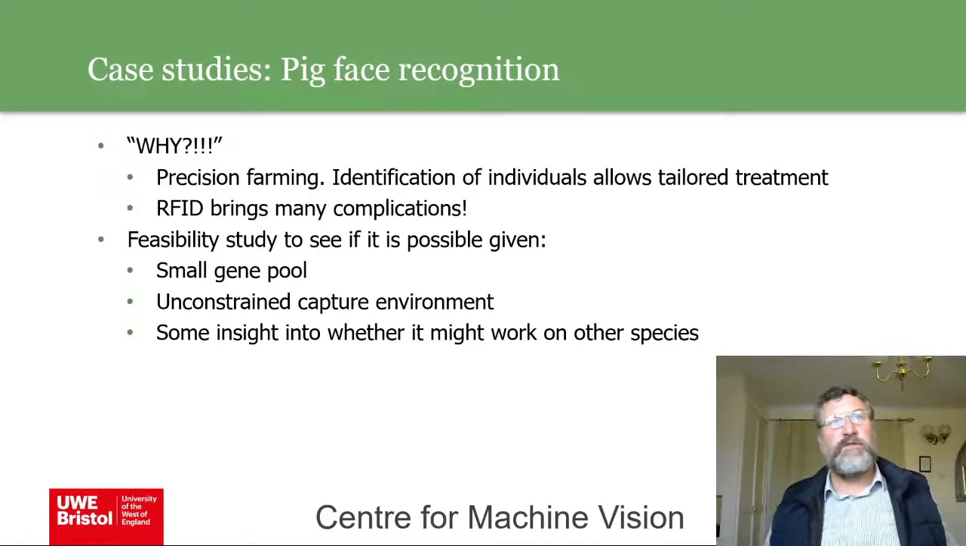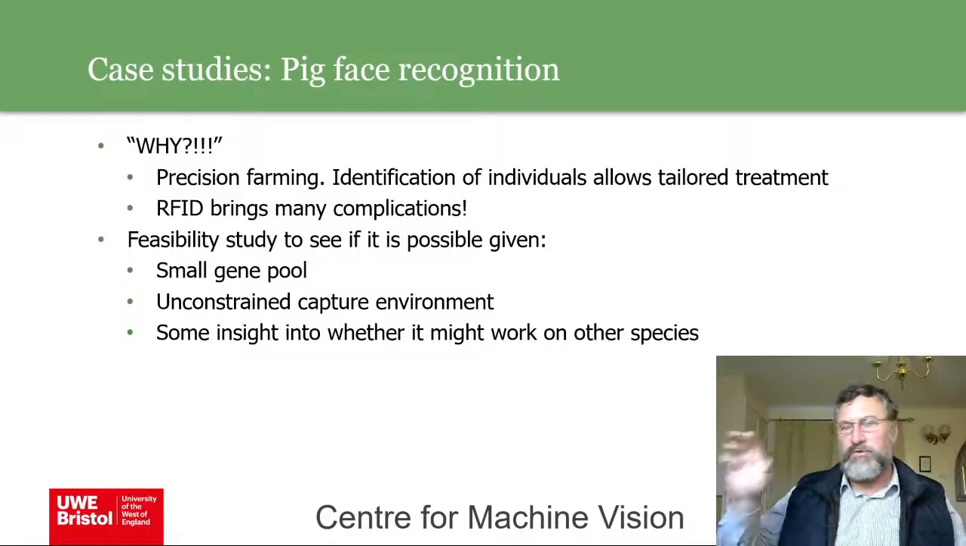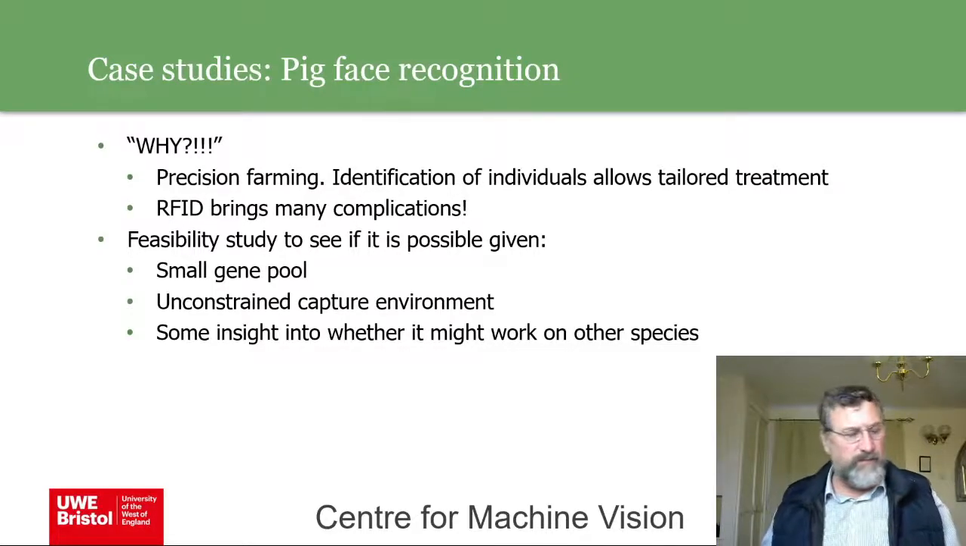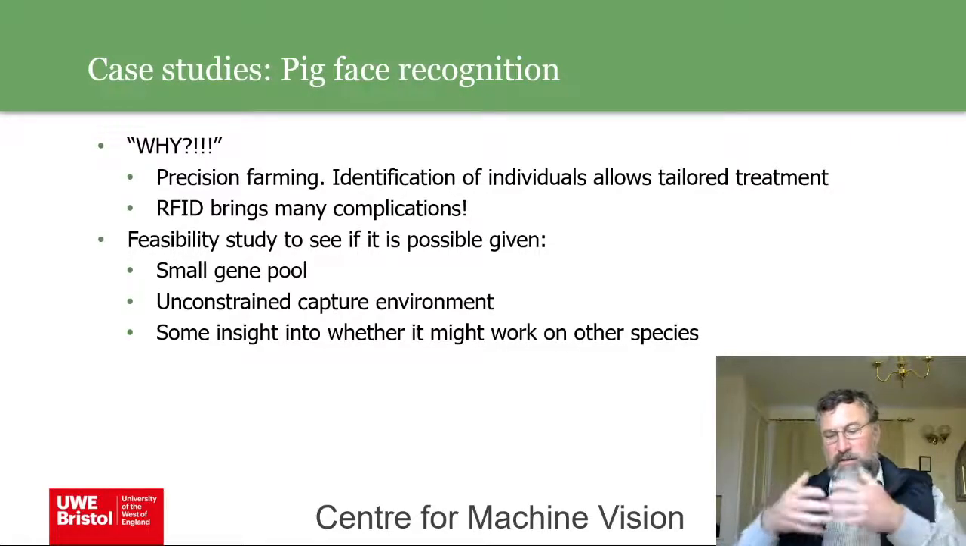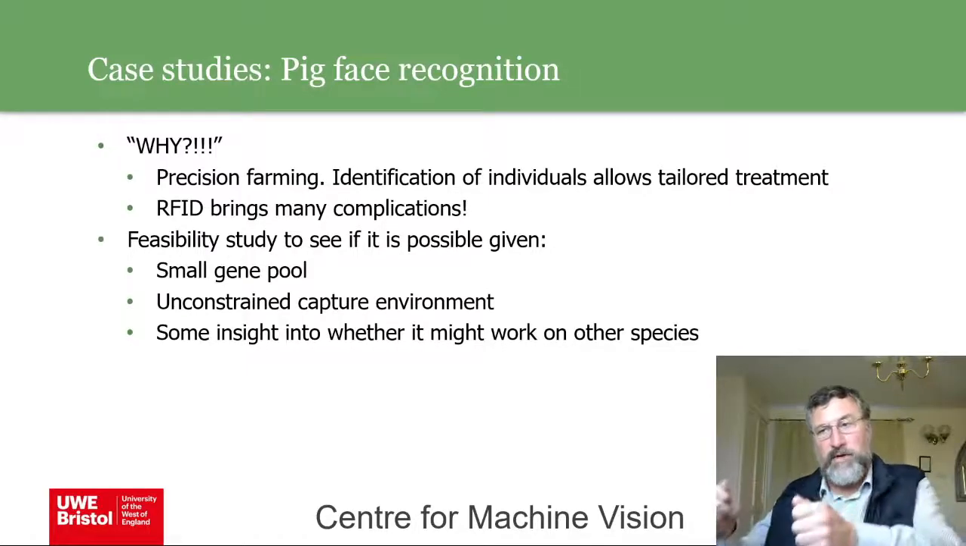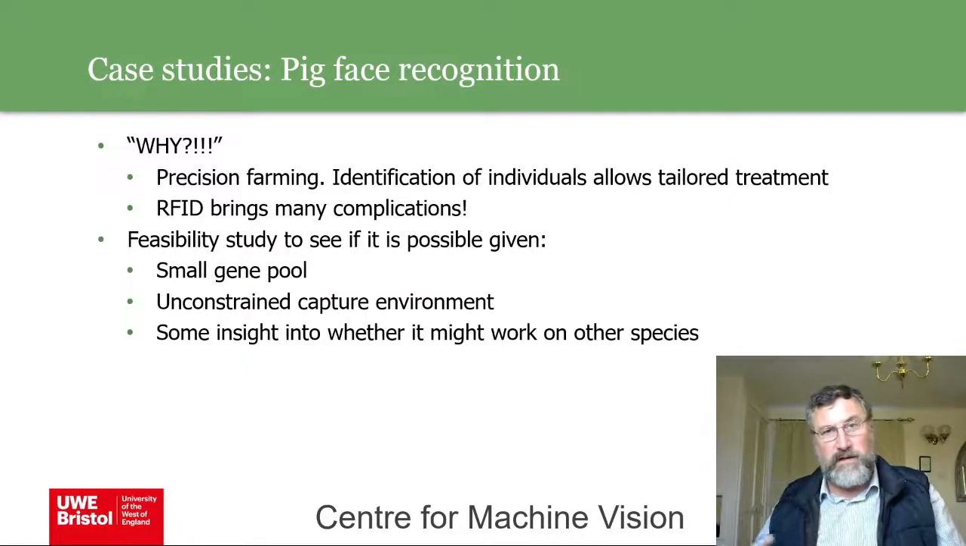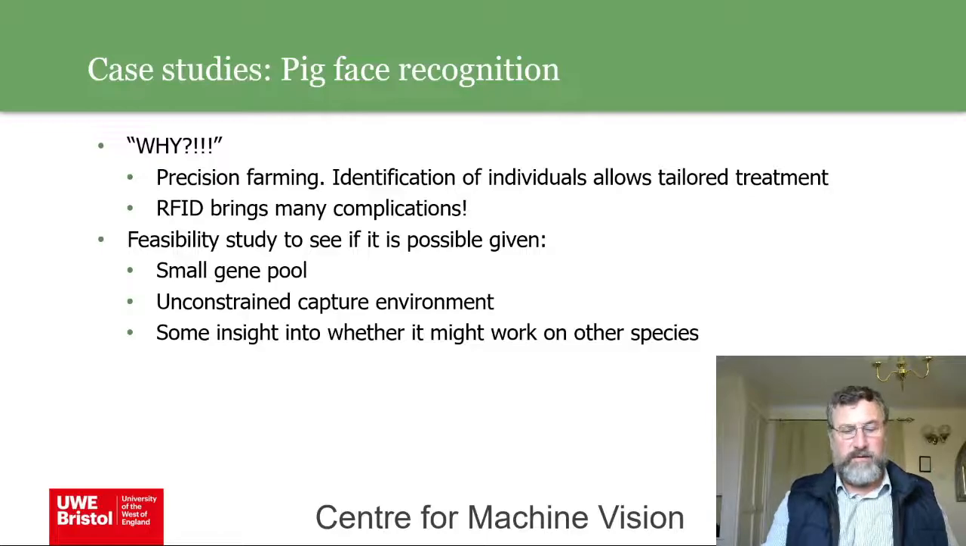Feasibility studies here: it's possible given a small gene pool and an unconstrained capture environment, with some insight into whether it might work in other species, and it looks like it will. They've got quite a nice little system working on a laptop, which I took down to the Festival of Nature in Bristol, at Millennium Square, and the kiddies were quite enjoying it. We had different pictures of these pigs, with names like Sausage and Bacon. They were just having a printout of the pig on a piece of paper and putting it up in front of the camera, and the system was automatically identifying which pig it was. So it was kind of amusing for the kids.